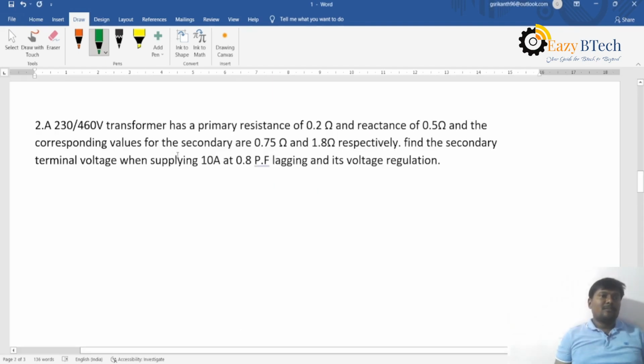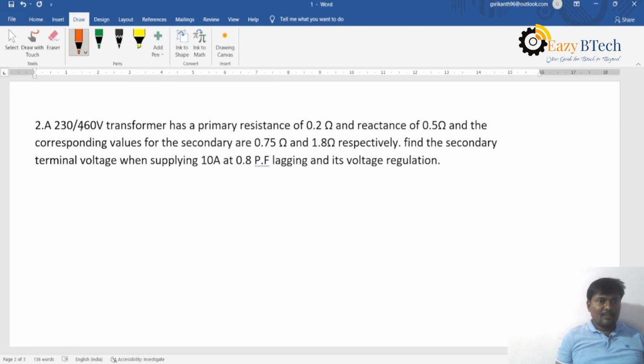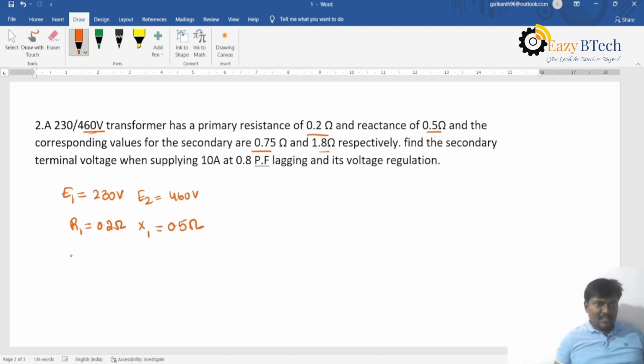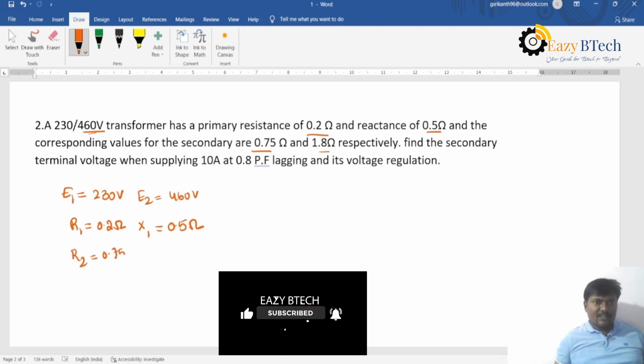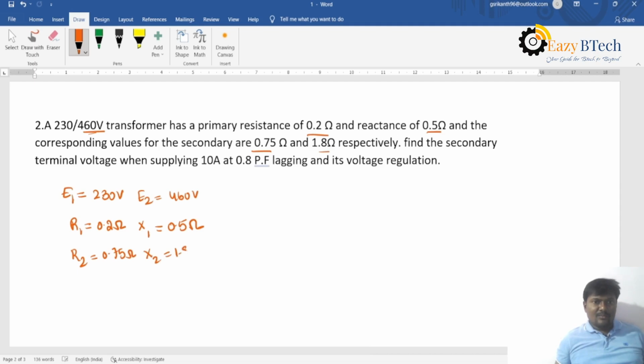So coming to the second problem, a 230 by 460 volts transformer has a primary resistance of 0.2 and reactance of 0.5, and the corresponding values of secondary are 0.75 and 1.8. So here the primary induced EMF is 230 volts and the secondary induced EMF is 460 volts, and the primary resistance R1 is equal to 0.2 ohms and the reactance is 0.5 ohms, and now R2 is 0.75 ohms and the X2 value is 1.8 ohms. Find the secondary terminal voltage.